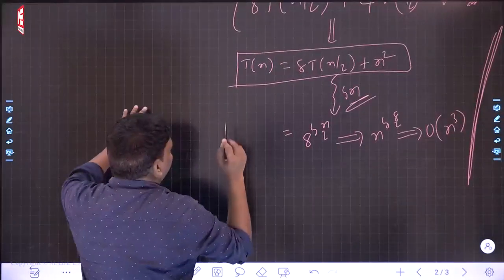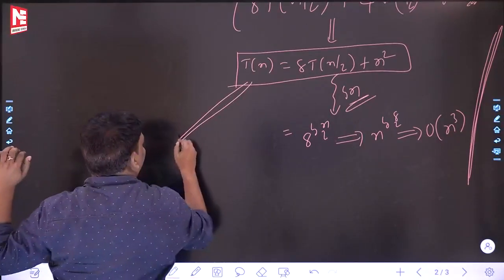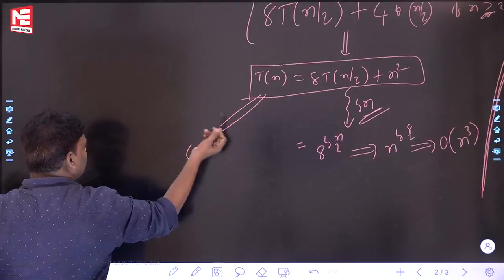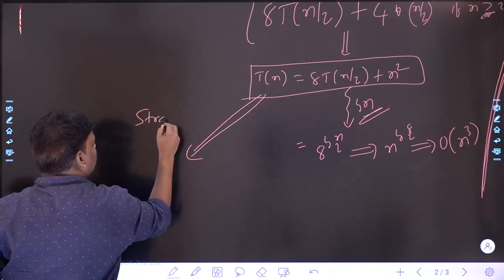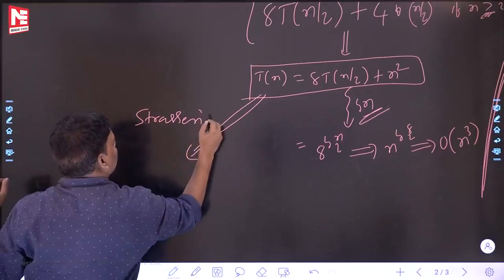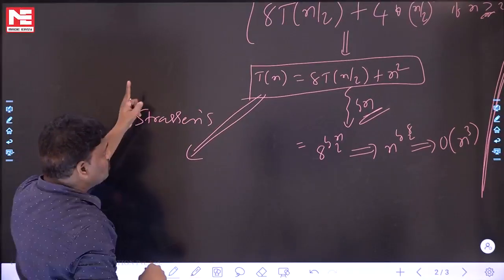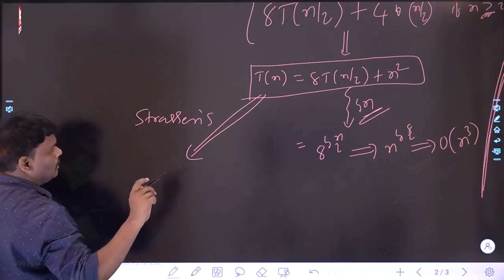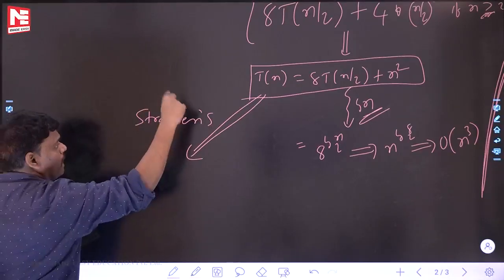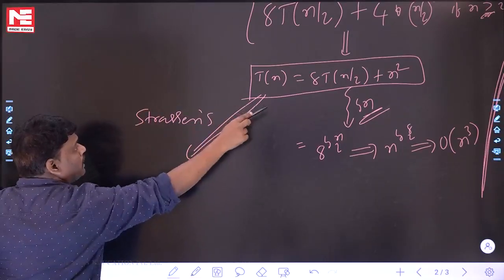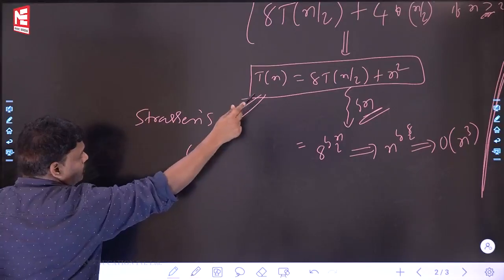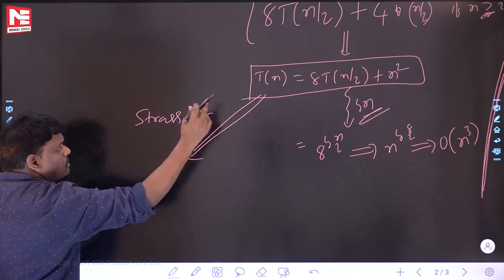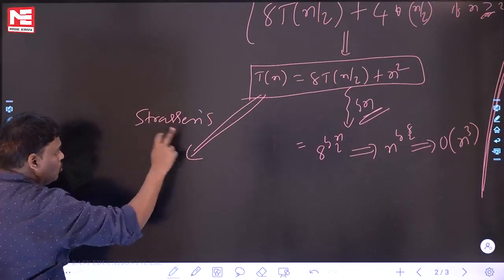Now, listen everyone. There is one Russian mathematician, his name is Strassen. He did almost 10 years of research. Finally, using divide and conquer, multiplying two matrices takes time complexity T(n) = 8T(n/2) + n square. That is the previous result that was available. What did Strassen do on that? 10 years of rigorous research, and finally he concluded like this.